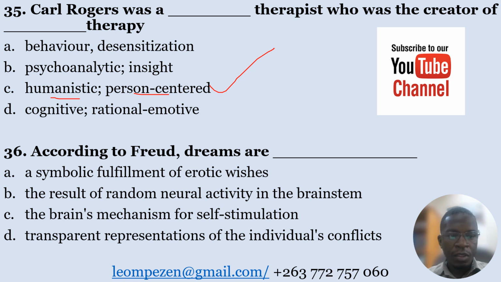Number 36. According to Freud, dreams are dash. A. A symbolic fulfillment of erotic wishes. B. The result of random neural activity in the brainstem. C. The brain's mechanism for self-actual stimulation. And D. Transparent representations of the individual's conflicts. The correct answer is D. Dreams are transparent representations of the individual's conflict which reside in the unconscious. So the correct answer here is D.